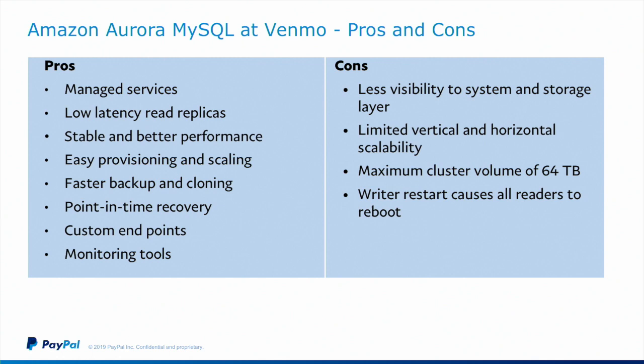Here are some of the pros and cons of running Aurora MySQL at Venmo. It's a managed service, so we don't have to worry about provisioning the hardware, and the data is automatically backed up on S3. The Aurora read replica has very low latency, under 100 milliseconds, and the average is about 20 milliseconds. We are seeing about 3 times better performance after migrating to Aurora. Cloning a 10 terabyte database takes about 2 to 3 minutes, and adding an additional replica to the cluster takes about 5 minutes. And the custom endpoints, we talked about that.